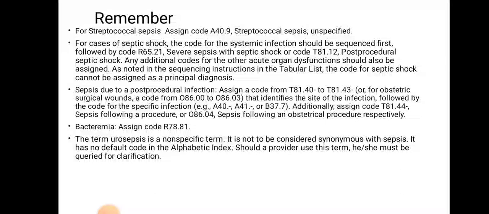The term urosepsis is a very non-specific term, so it should not be confused with a sepsis code. It is not to be considered synonymous with sepsis, because it has no default code in the alphabetic index. So there is no specific code for urosepsis, and you should not code a sepsis code for urosepsis. It is mentioned as per the coding guideline. If you have any confusion, you can raise a query for clarification, but you should not use any sepsis code for urosepsis because it is a non-specific term.